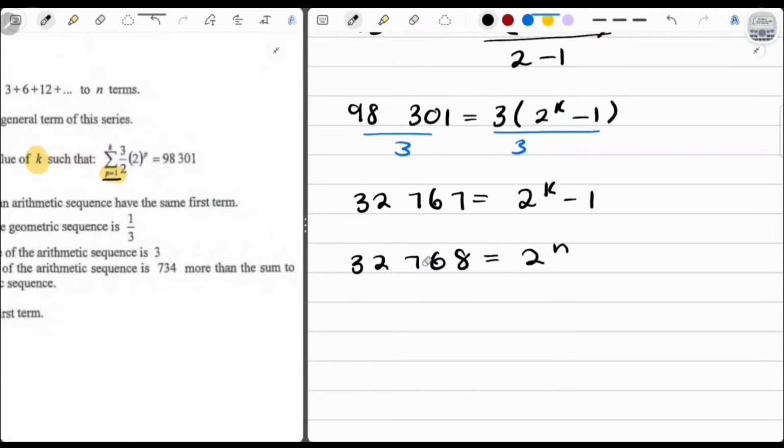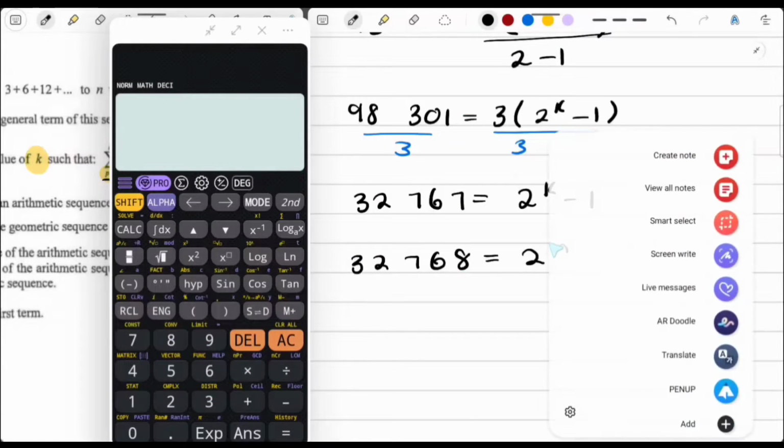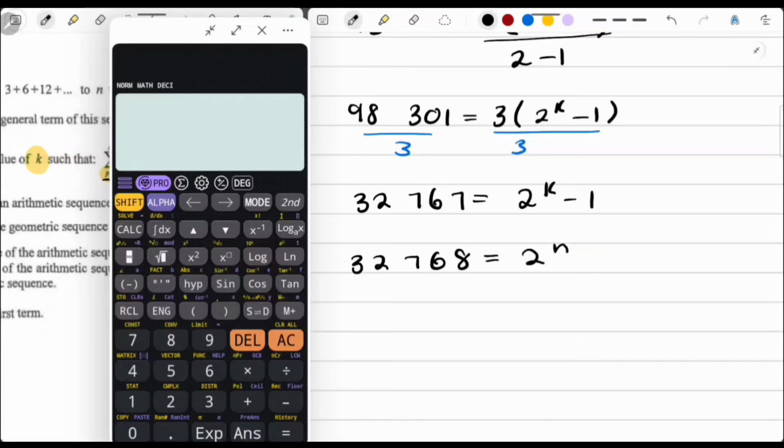Because this is an exponential, you can use logs or you can use exponential equations. Since we have an exponent there, I'm just going to make the bases the same. So I'm going to put this as a base of 2 by saying 32768 is equal to, and I'm going to press shift and the factorize button, fact. It gives me 2 to the power of 15.